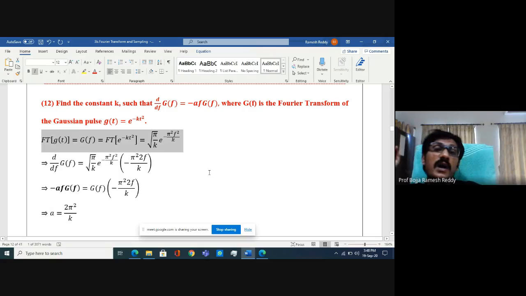Fourier transform of a Gaussian pulse is a Gaussian pulse only. That Gaussian pulse is defined as e power minus kt square. For that, the frequency domain is root of pi by k into e power minus pi square f square by k. That's all. That's the end of this problem.